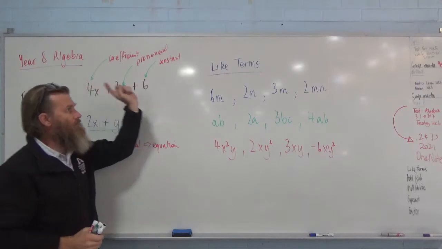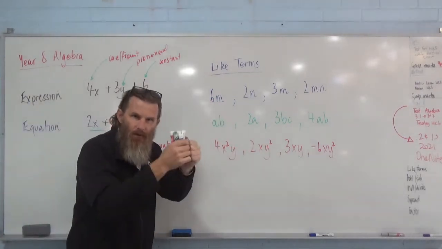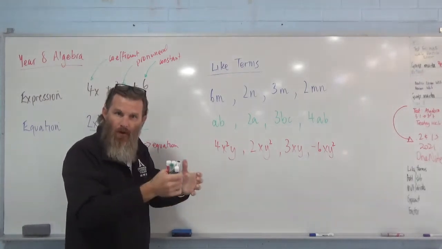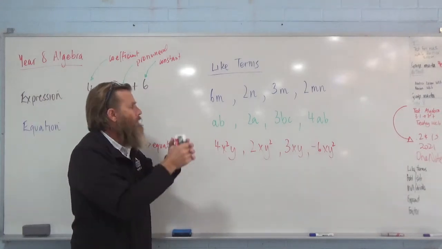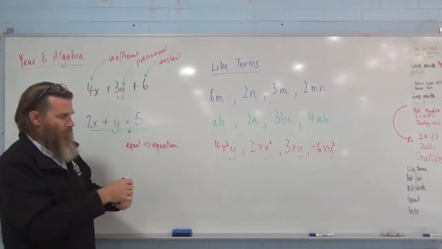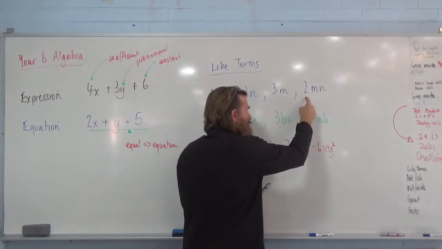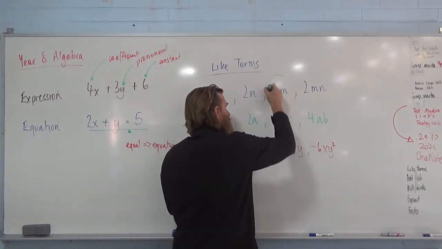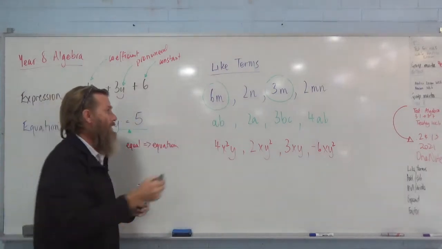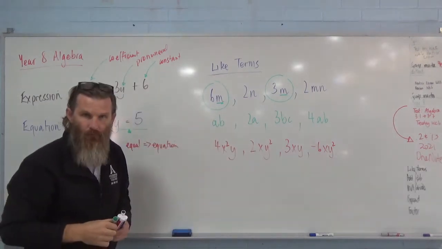Let's get on to the first topic, like terms. Like terms have to be exactly the same in the variable or the pronumeral. The number out front, the coefficient can be different, but the letters have to be the same. So 3 examples I've got for us here. 6m, 2n, 3m, 2mn. This one and this one are like terms. And they're like terms because they have the same pronumerals to them.